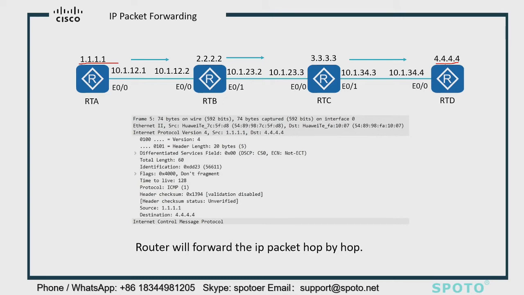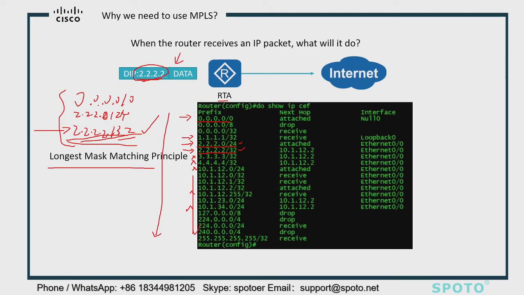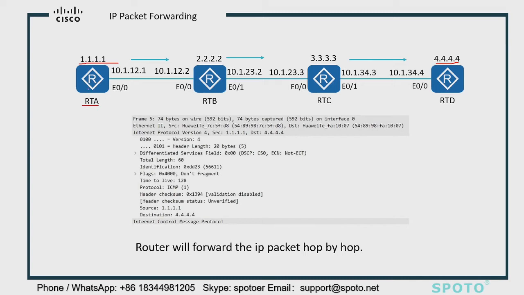So RTA will generate an IP packet with the source IP address 1.1.1.1 and the destination address 4.4.4.4. And then RTA will search its own routing table to find the entries that can match the destination IP address 4.4.4.4, and search for the longest match among the entries. Then RTA will forward it according to this entry. So that's the same as these steps. We have 3 steps when the router receives the IP packet. So for the first one, RTA will do these 3 steps.